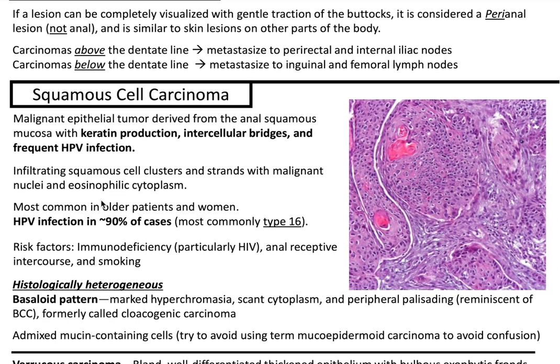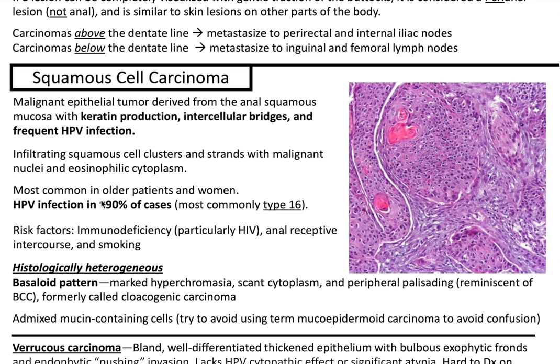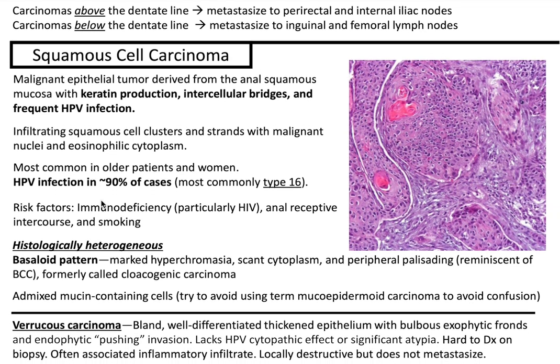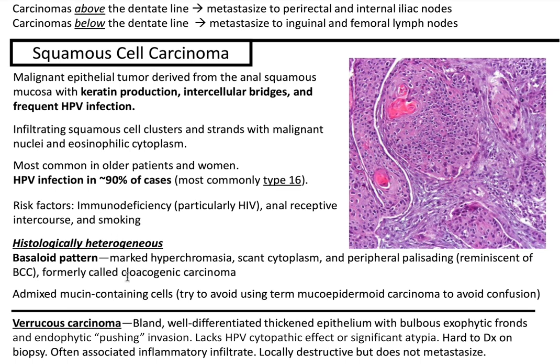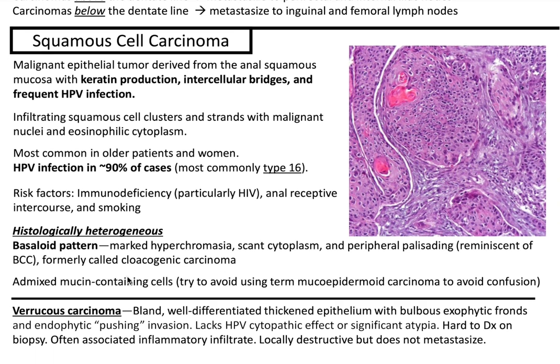Squamous cell carcinoma has keratin production, intercellular bridges, and frequent HPV infection. In fact, up to 90% of cases, most commonly subtype 16. Histologically heterogeneous, you can have basaloid patterns, and you can have admixed mucin-containing cells. Verrucous carcinoma is a bland, well-differentiated, thickened epithelium with bulbous exophytic fronds and endophytic pushing invasion. It lacks the HPV cytopathic effect or significant atypia.